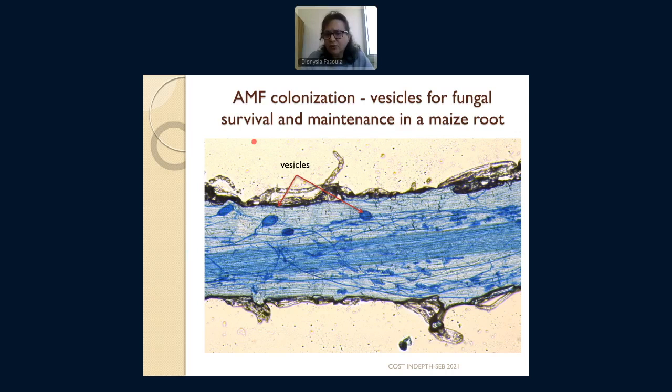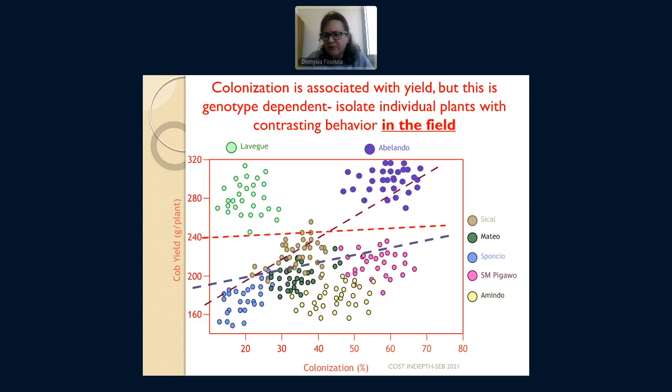And this is a view of a slide during the AMF colonization. And we see vesicles for fungal survival and maintenance in the maize root. So all these structures have to be counted under the microscope, and we arrive at the so-called colonization index, colonization percentage.